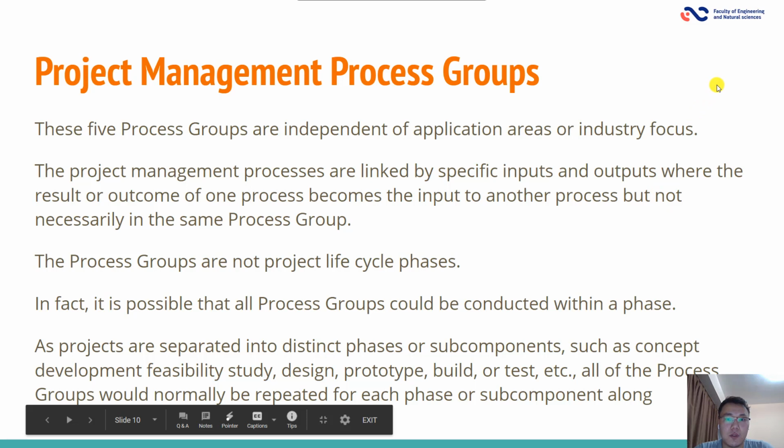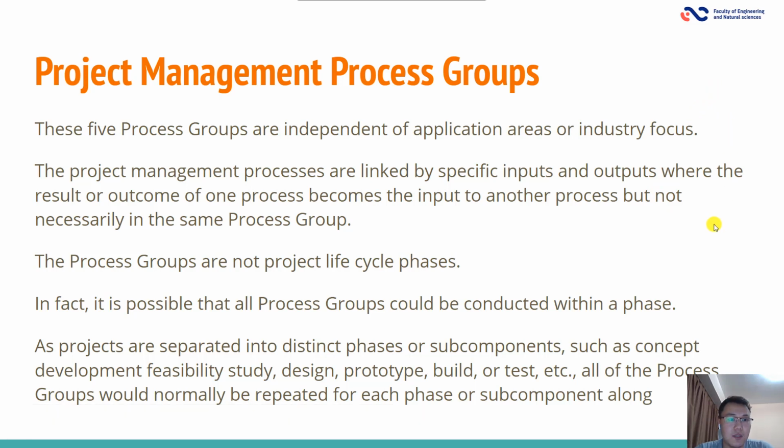And project management process groups. These 5 process groups are independent of application areas or industry focus. The project management processes are linked by specific inputs and outputs, where the result or outcome of one process becomes the input to another process, but not necessarily in the same process group. The process groups are not project lifecycle phases. In fact, it's possible that all process groups could be conducted within a phase.